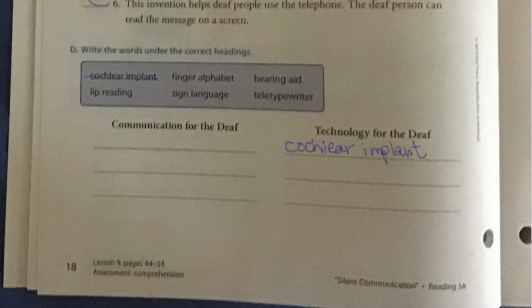Okay, cross that off. And then we have lip reading. That's a form of communication. So we're going to put that over here. And you know what? I think you guys can do the rest on your own, right? Finger alphabet would go here. Sign language would go here. Hearing aid is technology, and the teletypewriter. So these two would come down here. Okay? You guys can do this.